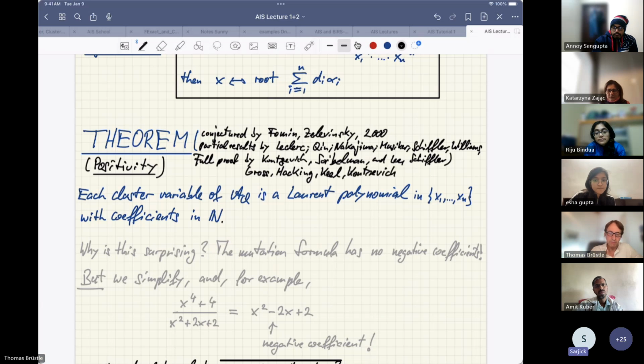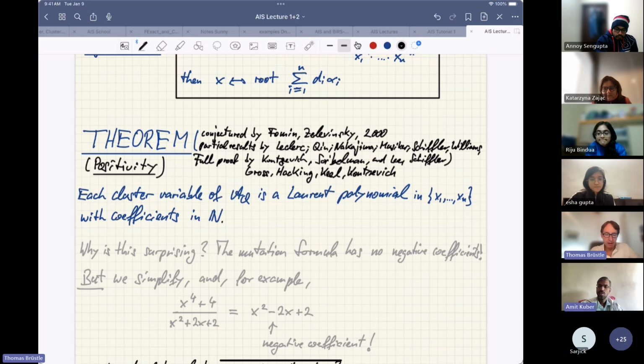And what was Kontsevich Silverman's one? I thought they had some preliminary version of that. I see. But I would need to verify. But the final result is Gross Hacking Keel Kontsevich. Yes, right. Thank you very much.